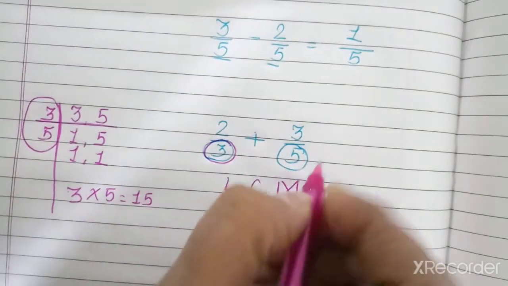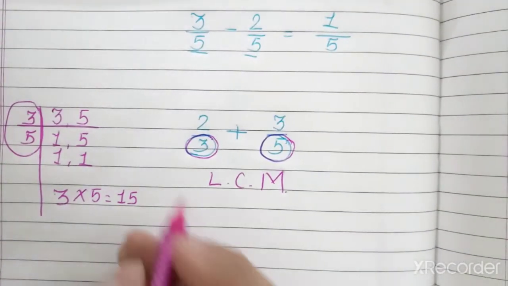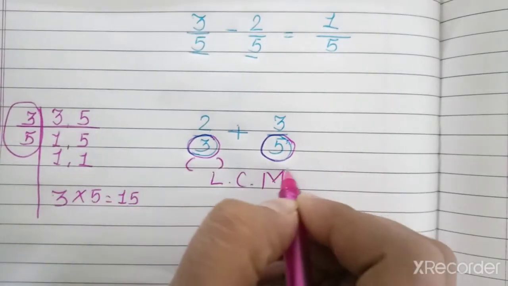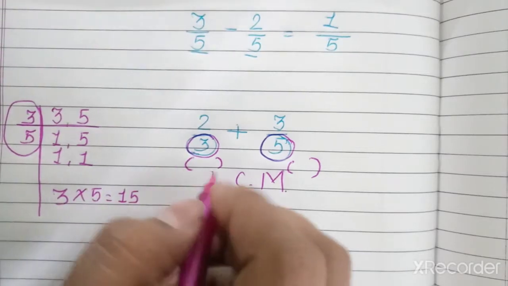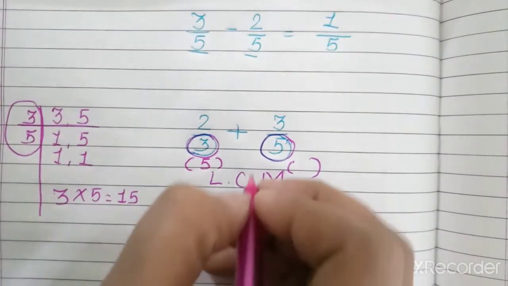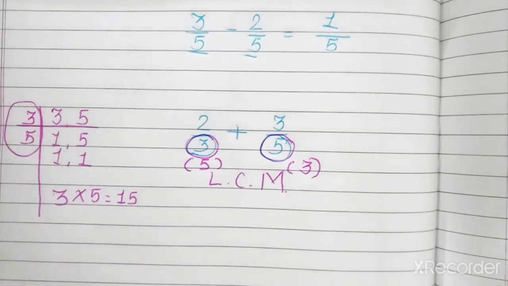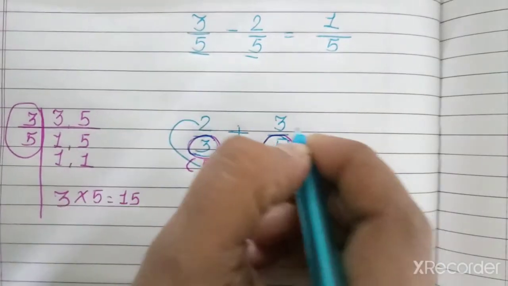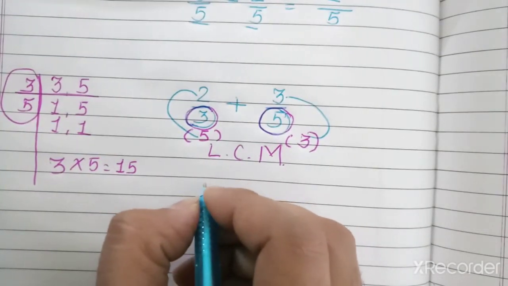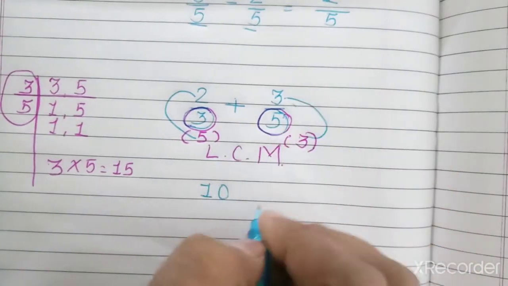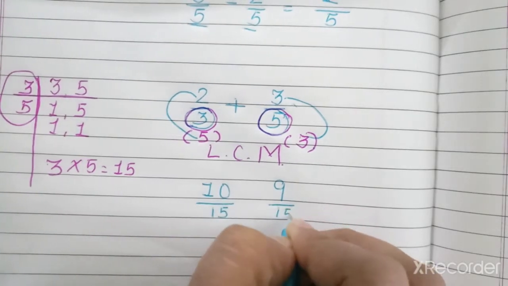Now we have to make the denominators equal. So what do we have to do? Let's count the numbers here. In the table of 3, 15 appears how many times? 5 times. So we will write 5 here. In the table of 5, 15 appears 3 times. So write 3 here. Then multiply the numerators with these numbers. You will get 2 into 5, it's 10, and 3 into 3, it's 9. And the denominator we got before is 15.